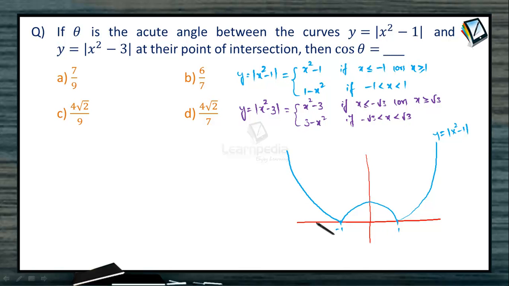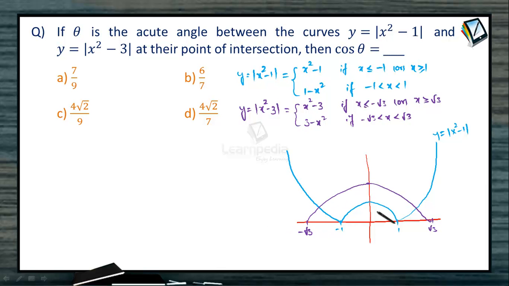How will the graph of this function look when we put it on the same axes on which we have drawn the previous graph? Yes, this will change its nature at minus root 3 and plus root 3. So between minus root 3 and plus root 3, the graph is y equal to 3 minus x squared, a parabola open downwards. Where will this cut the y-axis? When we put x equal to 0, y becomes 3. So this will cut the y-axis at 3 and open downwards.